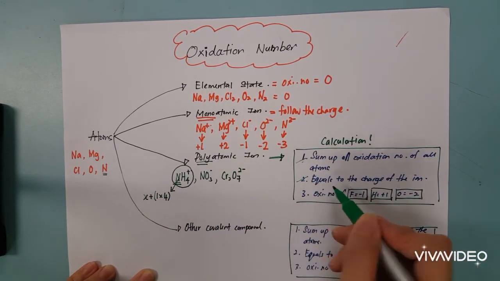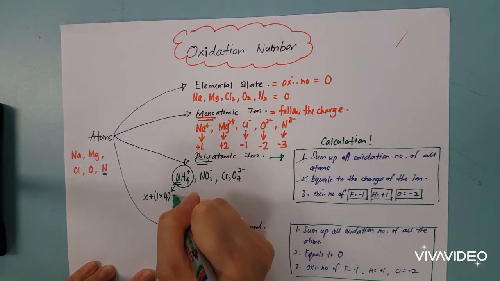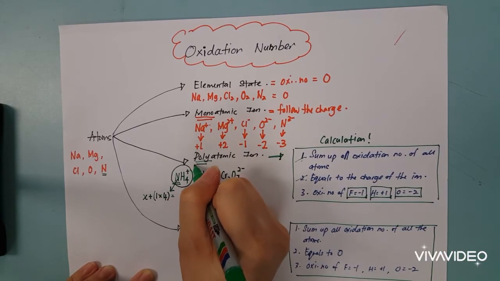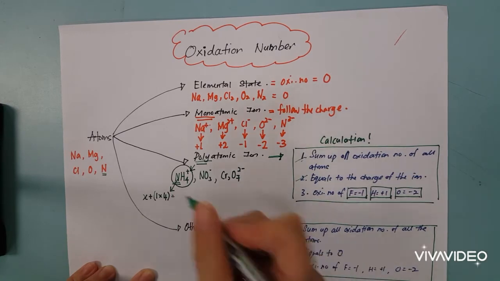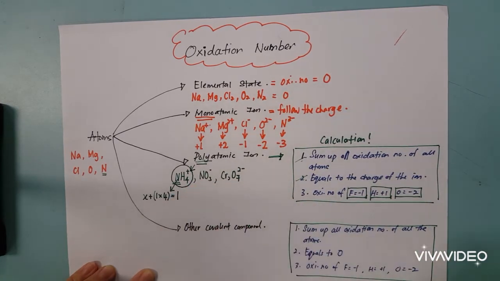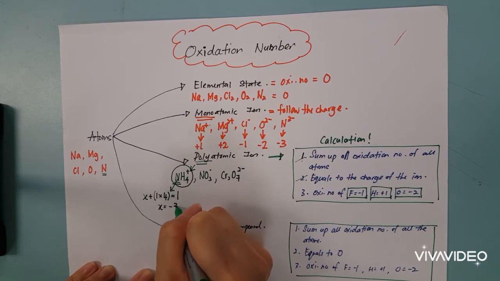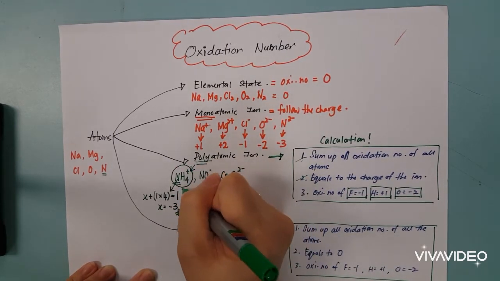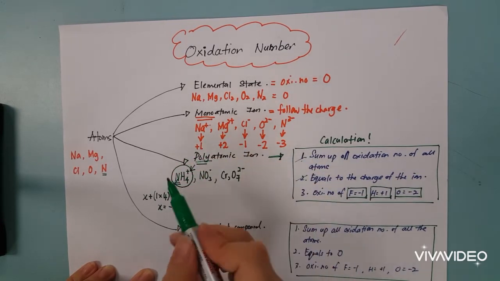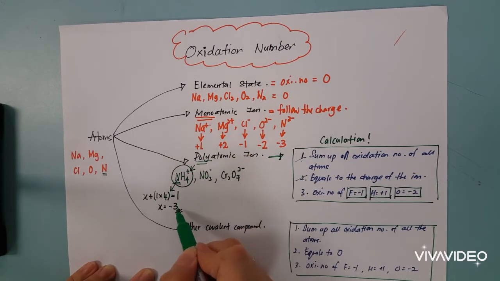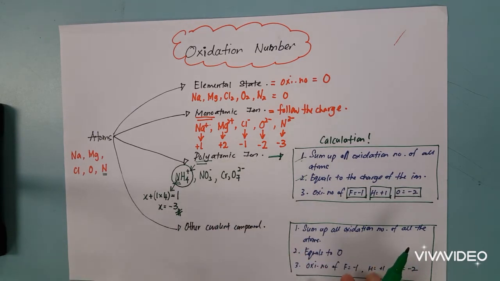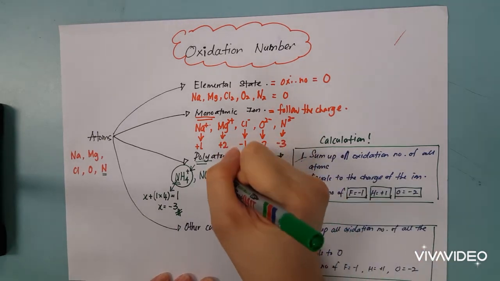Next, I need to set it equal to the charge of the ion. You can see this ion has an overall charge of +1, so I let it equal 1. Now I solve for X and I will get -3, which means in this polyatomic ion, the oxidation number of nitrogen is -3. Alright, now we go for one more example.